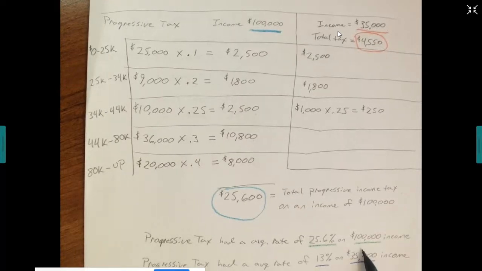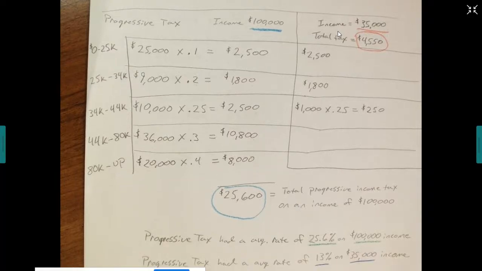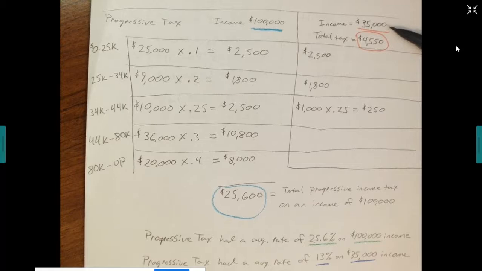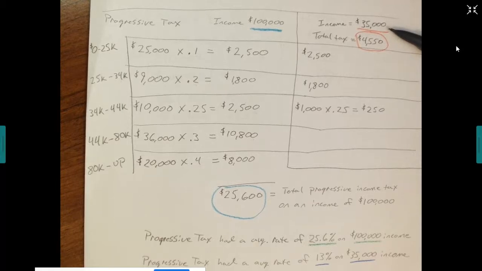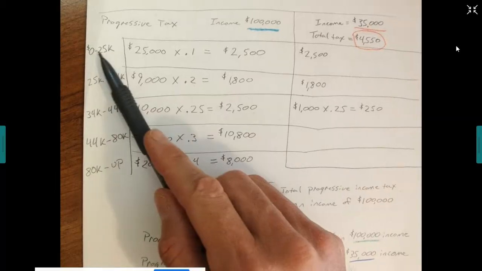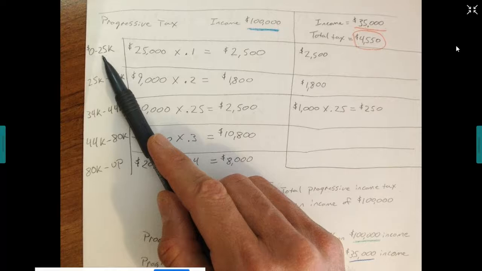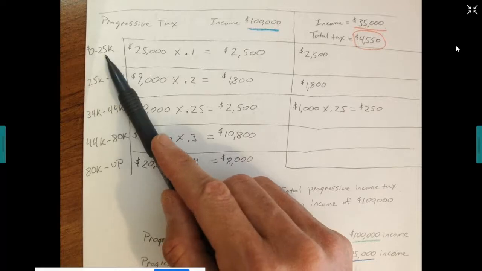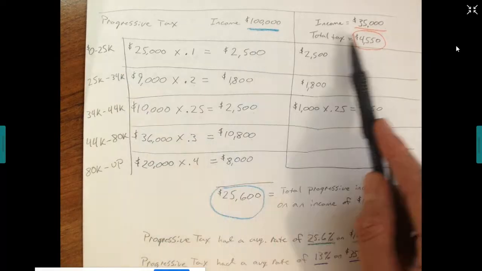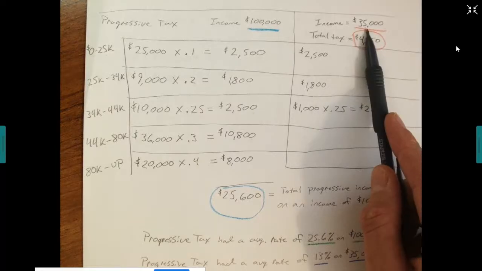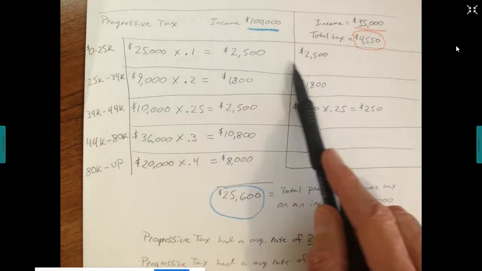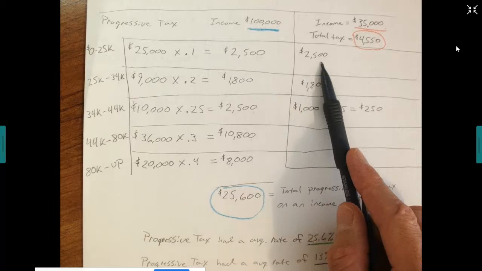Let's compare this to what would happen if your income was $35,000. Well, if your income is $35,000, you're making more than $25,000. So the same amount of tax is going to be paid for the first $25,000, whether you make $100,000 or you make $35,000. So both of them will pay $2,500 on that first segment of money.